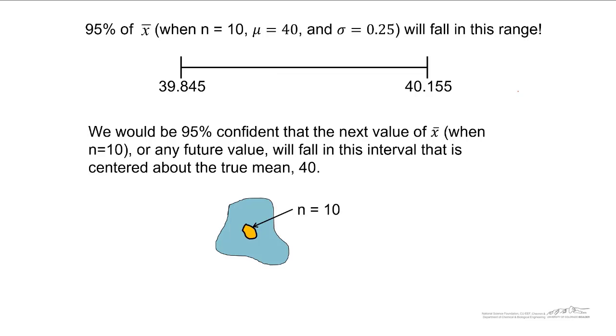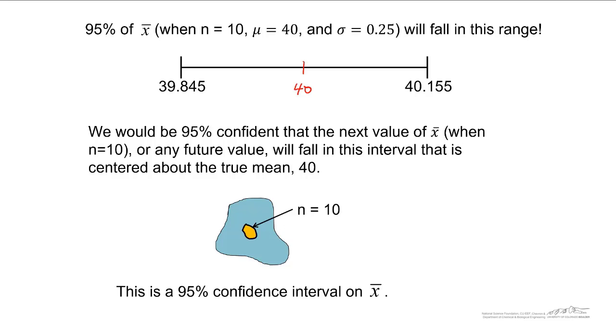We would be 95% confident that the next value of x bar when n equals 10, or any future value, again, when n equals 10, will fall in this interval that is centered about the true mean of 40. 40 is right in the middle of this 95% confidence interval. It turns out that calculating confidence intervals on x bar is not as common.